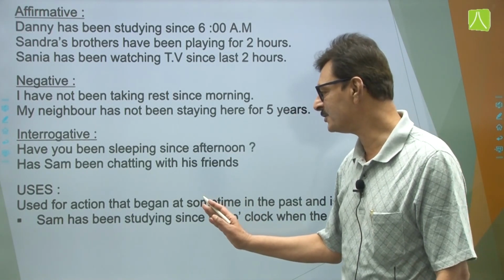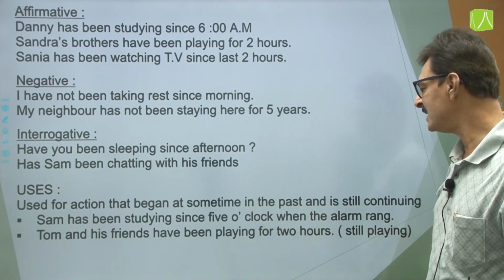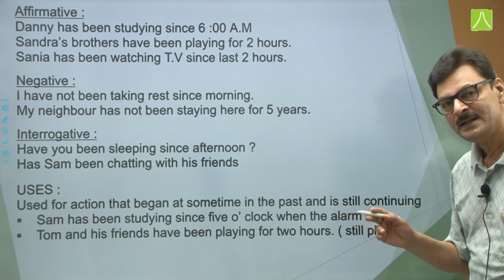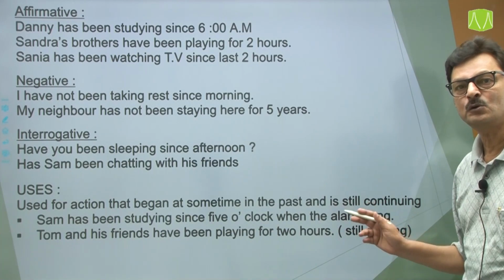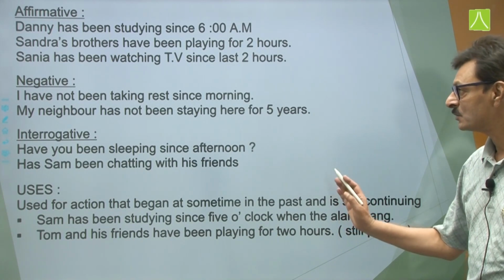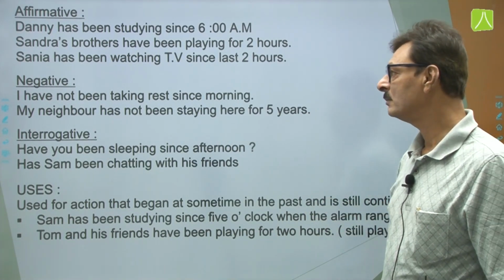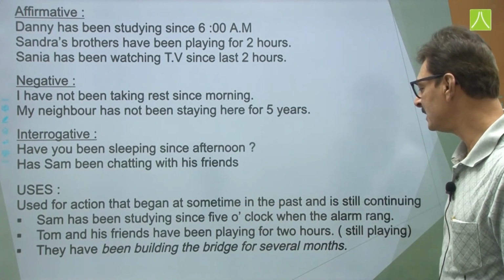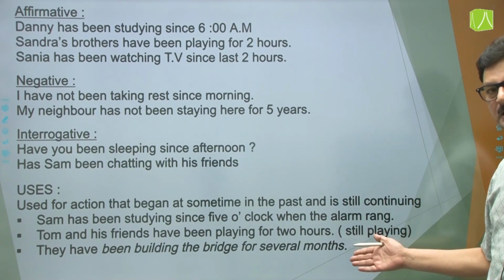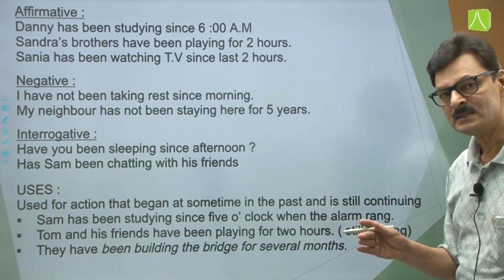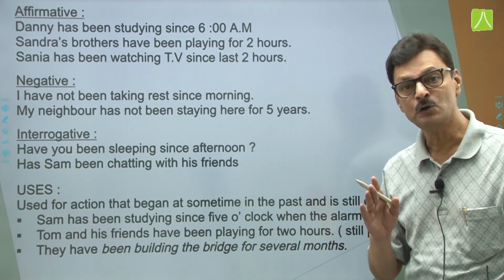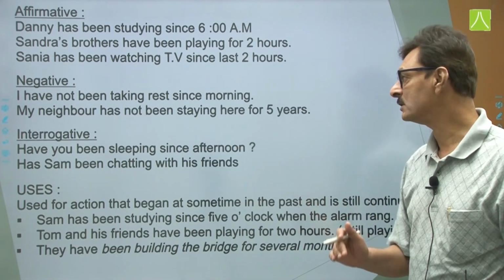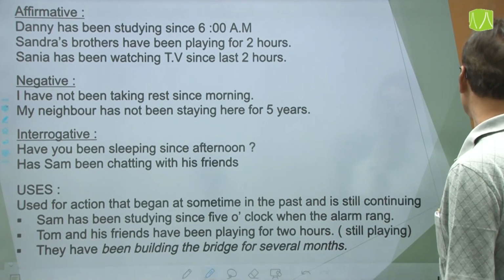A very studious student. Tom and his friends have been playing for 2 hours. क्या उनका खेलना खत्म हो गया? नहीं. They are still continuing to play. Yes. So this is something about present perfect continuous tense. They have been building the bridge for several months. काफी महीनों से ब्रिज बनता आ रहा है. So has the bridge been constructed? No. The bridge is still under construction. Yes. इस चीज का हमको याद रखना है.